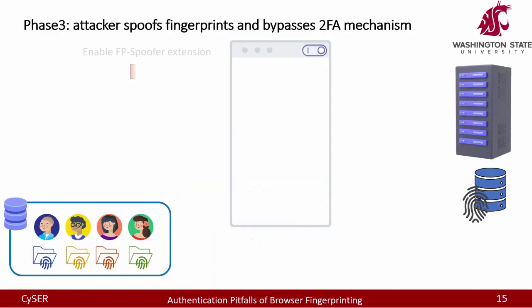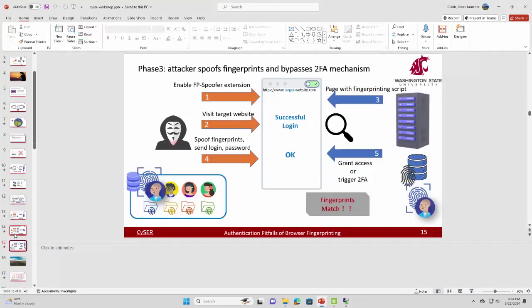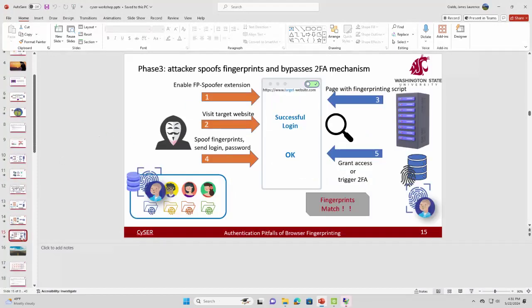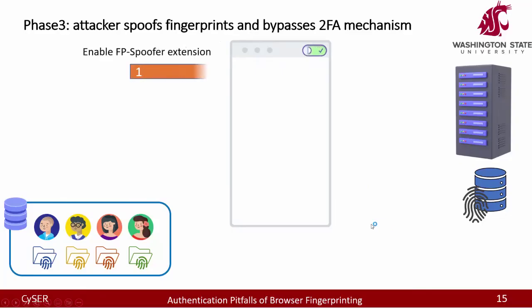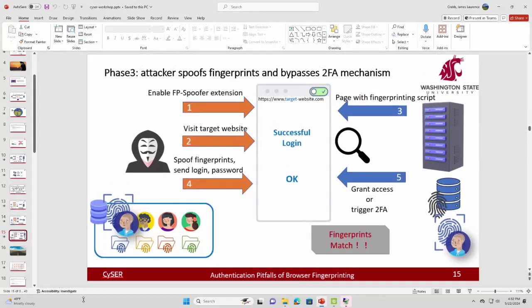So at the last step, the attacker will use the spoofer extension. I don't see the attacker here, so let's see. Where is the attacker? Okay, let's just look at this.